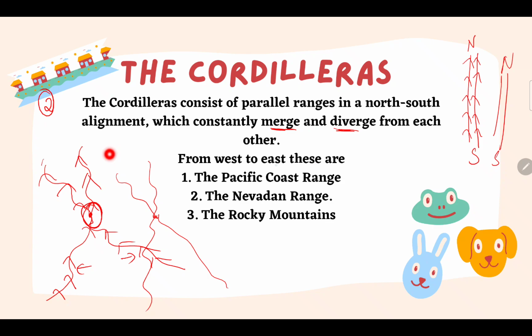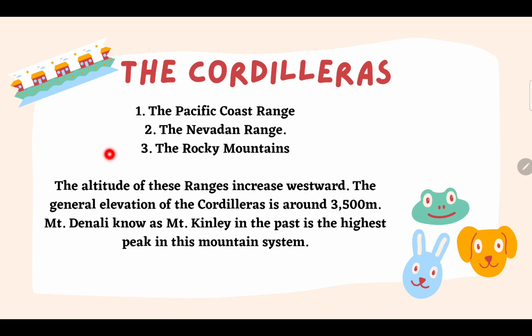These are the Pacific Coast Ranges, the Nevadan Ranges, and the Rocky Mountains. These are the ranges which diverge and merge in the Western Cordilleras. The altitude of these ranges increases westward.